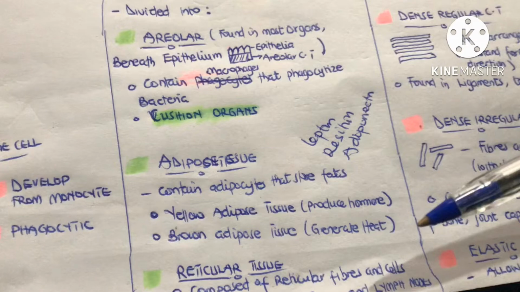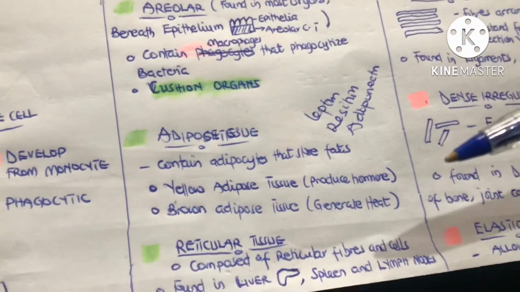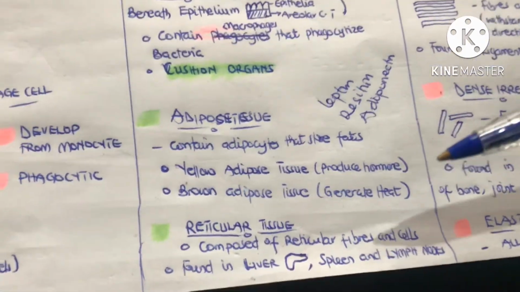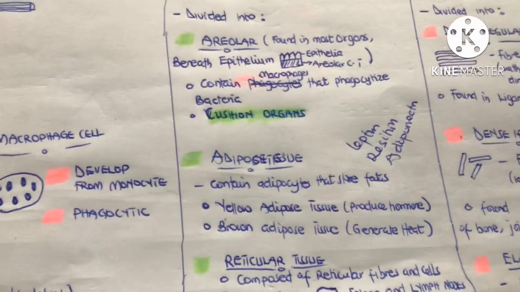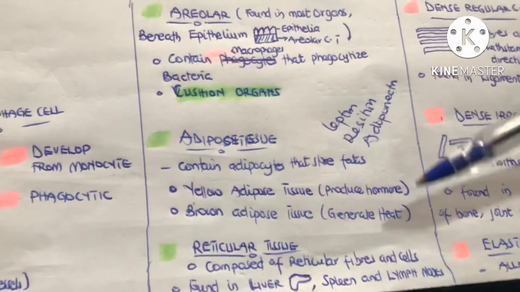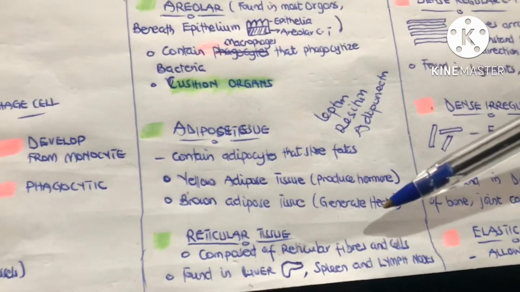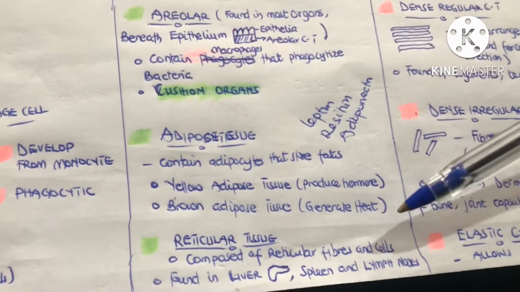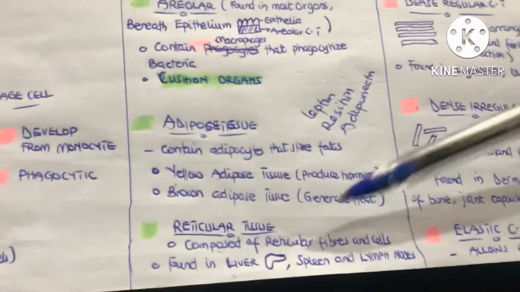And when they generate heat, they help maintain the body temperature. As we said, the brown adipose tissue helps generate heat, which helps maintain the body temperature. Let's look at the reticular tissue.